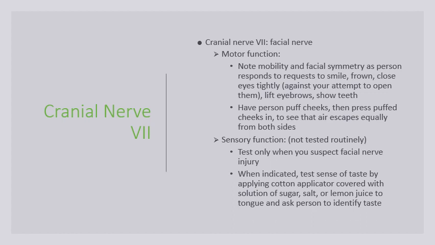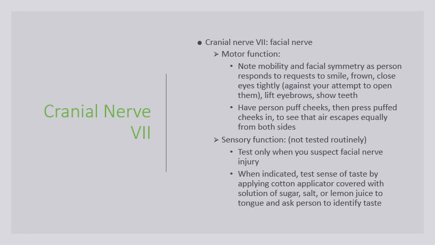Cranial nerve 7 is the facial nerve, and that also has a motor and a sensory root. The motor is symmetry with smiling, frowning, and closing the eyes tightly. So you should be able to resist somebody else opening your eyes for you, lifting your eyebrows and showing your teeth. So that's the smile.